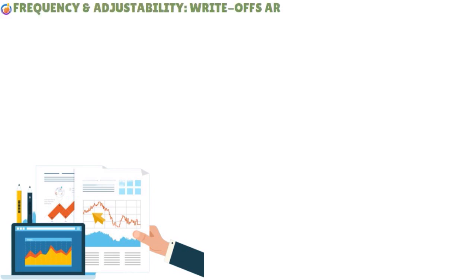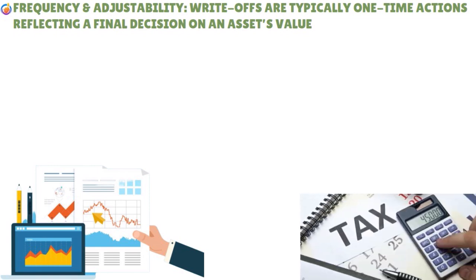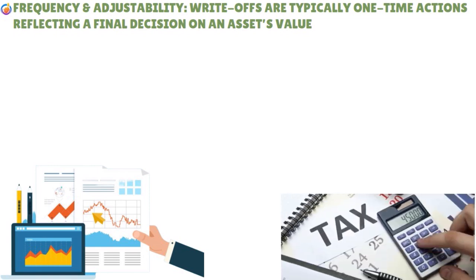You also have frequency and adjustability. Write-offs are typically one-time actions reflecting a financial decision on an asset's value. And the cool thing is you can adjust write-downs over time, reflecting gradual changes in the asset value due to factors like market conditions or wear and tear. So this is important. And another important element to think about here is the fiscal aspect of things. So tax and reporting implications.